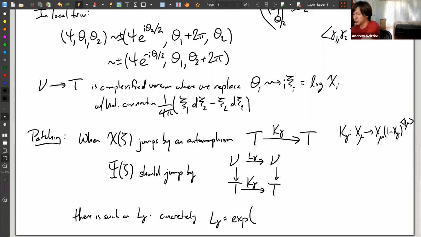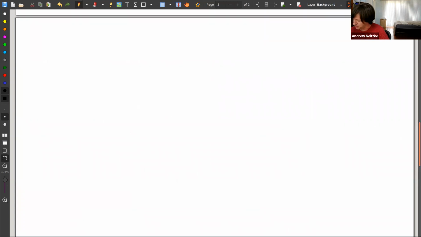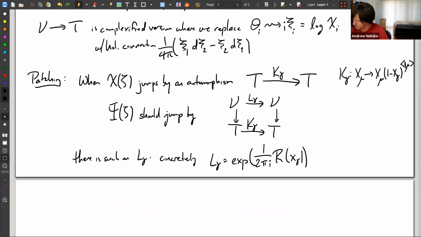And what it looks like, written relative to the local trivializations that I've been writing all these formulas in, is the exponential of the dilogarithm function, the Rogers dilogarithm function. It's essentially because the dilogarithm function is a kind of generating function for this symplectomorphism. That's what this more or less boils down to. The dilogarithm is a Hamiltonian generating function for this symplectomorphism.